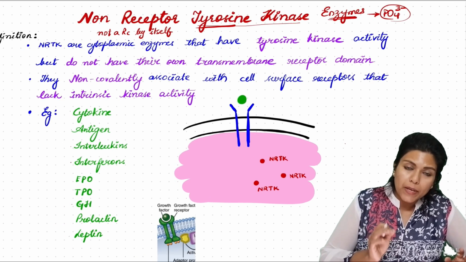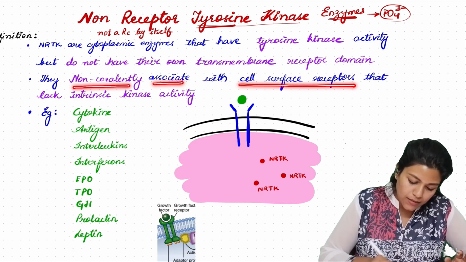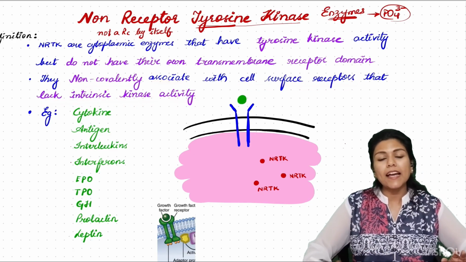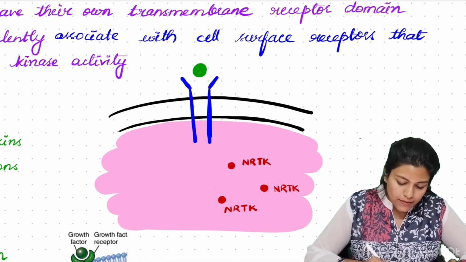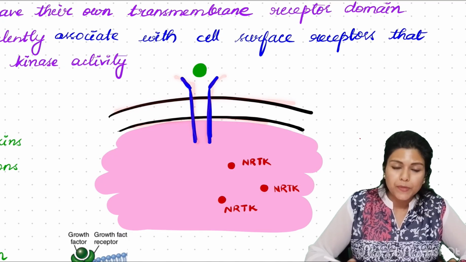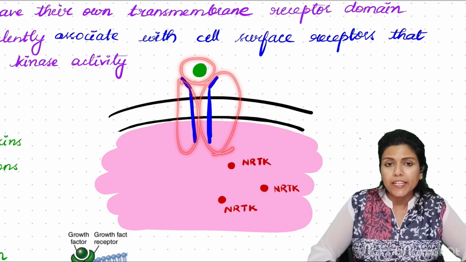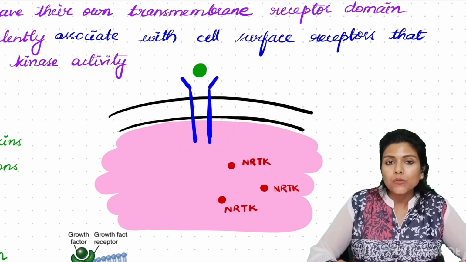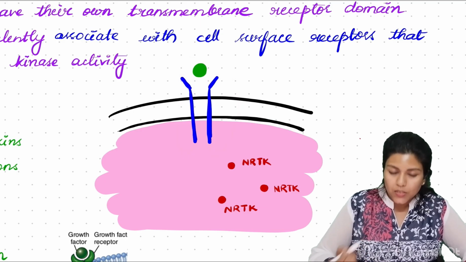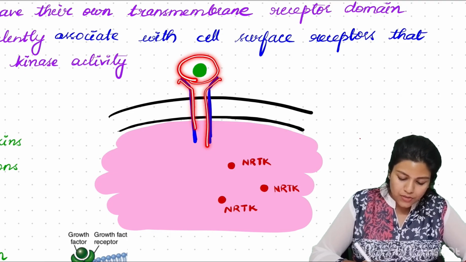And what is the main function of NRTKs? They non-covalently associate with cell surface receptors that lack intrinsic kinase activity. Suppose this is a cell membrane, and resting on the cell membrane are these receptors. These are the two monomers of receptors. Upon ligand binding, a ligand binds to convey some signal to the interior of the cell. Ligand binding occurs, and receptor dimerization occurs.